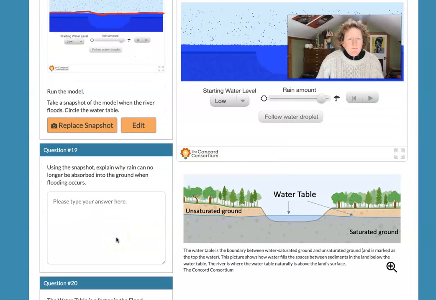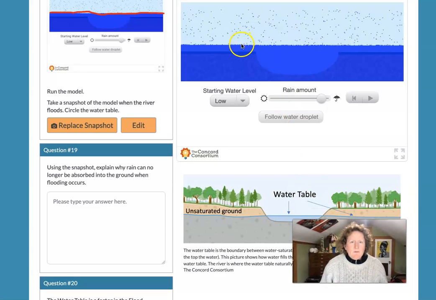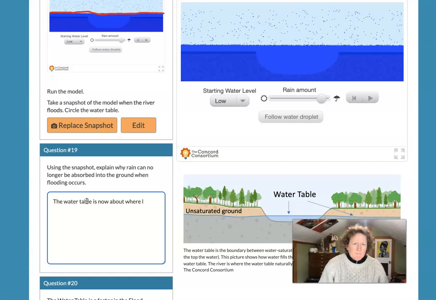Using the snapshot, explain why rain can no longer be absorbed into the ground when flooding occurs. Well, the level of where rain would be absorbed is above where land is. So the water table is now above where the edges of the river are. So the water goes over the riverbank and floods.